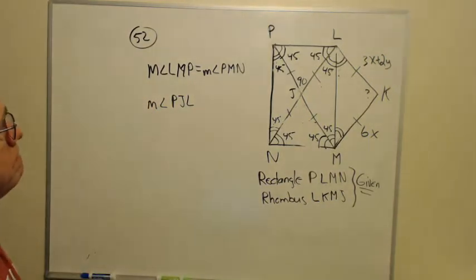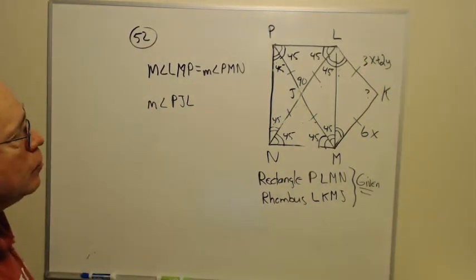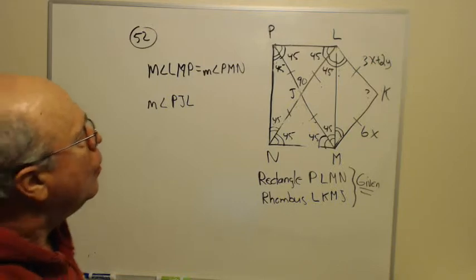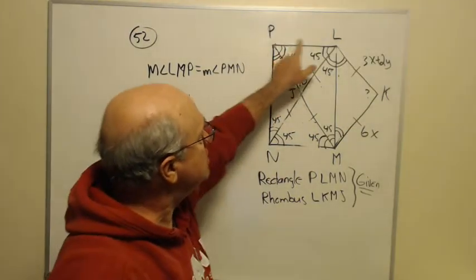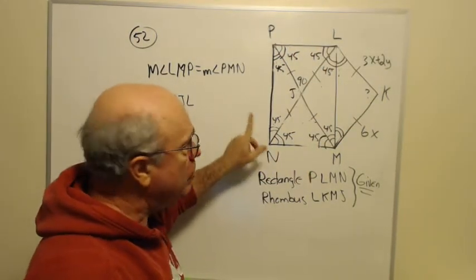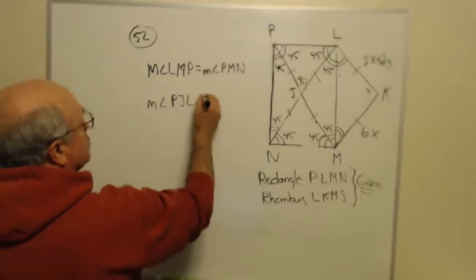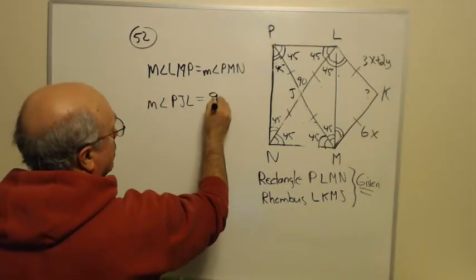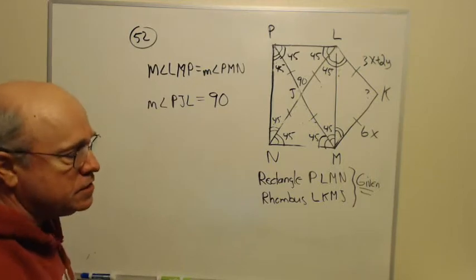So we've got a figure that is both a rectangle and a rhombus. With the information given, this guy is actually now a square. But the answer to the question is the measure of angle PJL is 90 degrees.